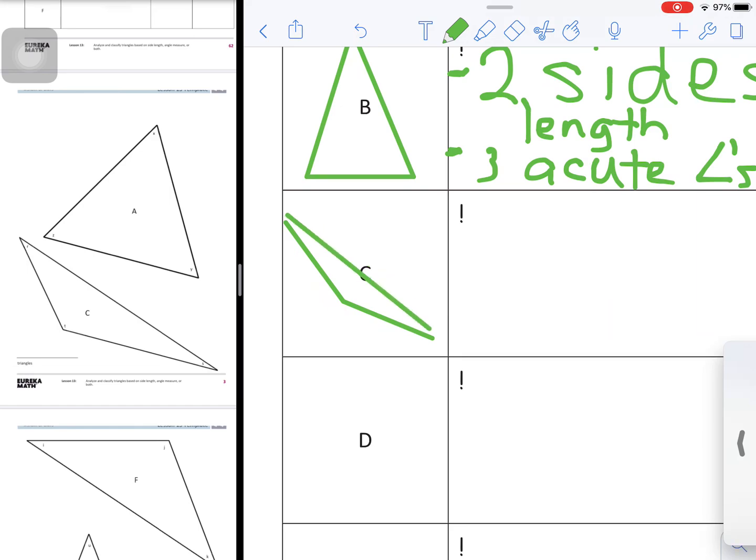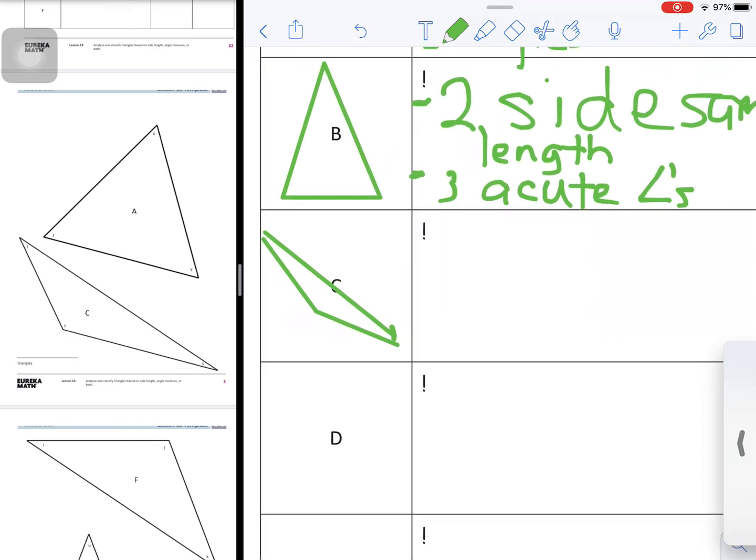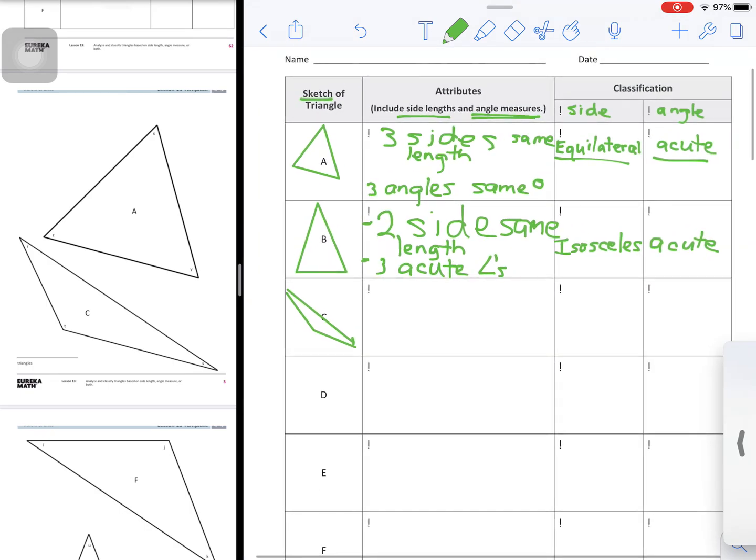And I missed the letter inside. Okay. All right. So we know that that is not an acute triangle because it has one angle that is not acute. Even though it has 2 acute angles, it has one that is not. So it is not an acute triangle.